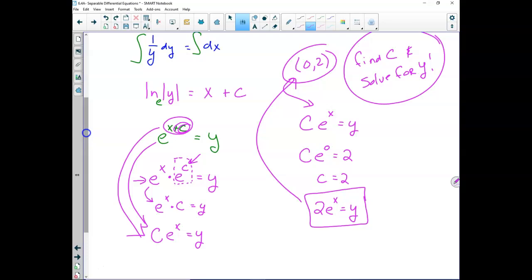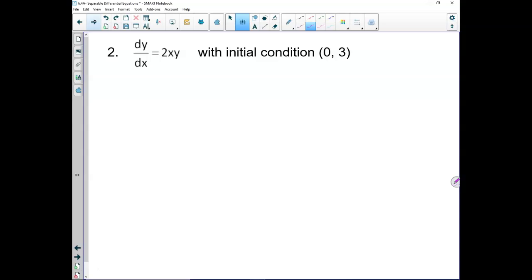Woo! Got it? Okay? I'm going to do, I think, one more, and then I'm going to stop. I'm not amping it up at all, but I'm going to do number 2. Then I'm stopping for today, okay?